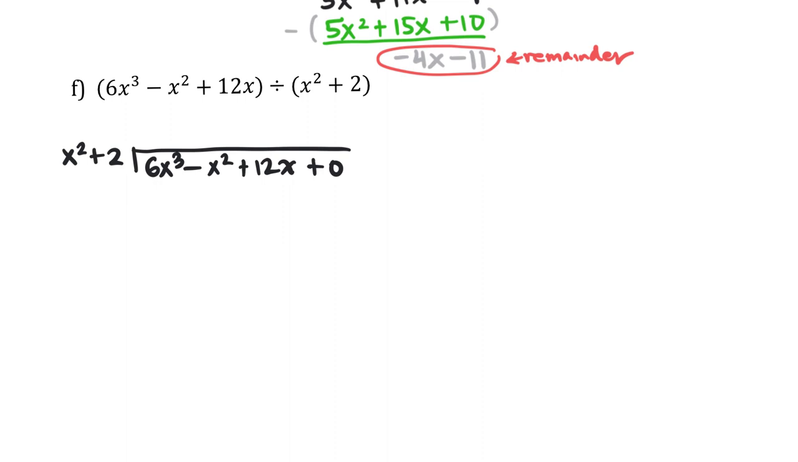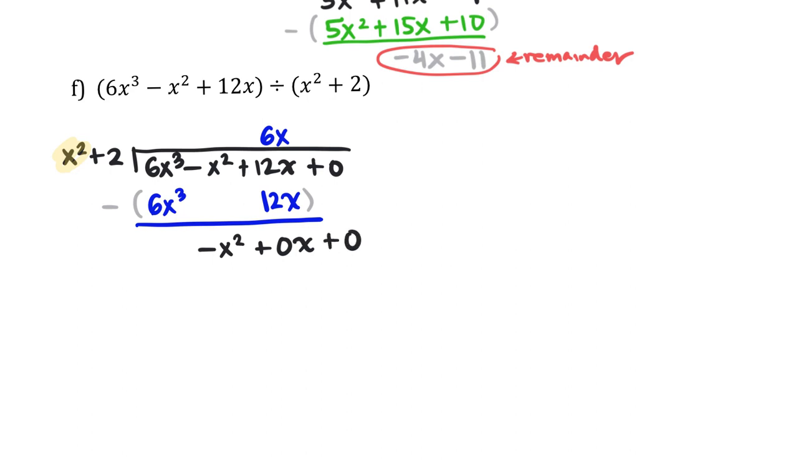And again, I'm just looking at the first term. So to get 6x cubed, I have to times by 6x. 6x cubed, 2 times 6x is 12x. So let me line it up under the like terms, which is way over here. I'm still subtracting, even though it looks funny. Okay, this cancels. Negative x squared minus nothing is still negative x squared. 12x minus 12x is nothing, but I'm going to put 0x because I don't want to lose the placeholder. And then let me bring down the 0.